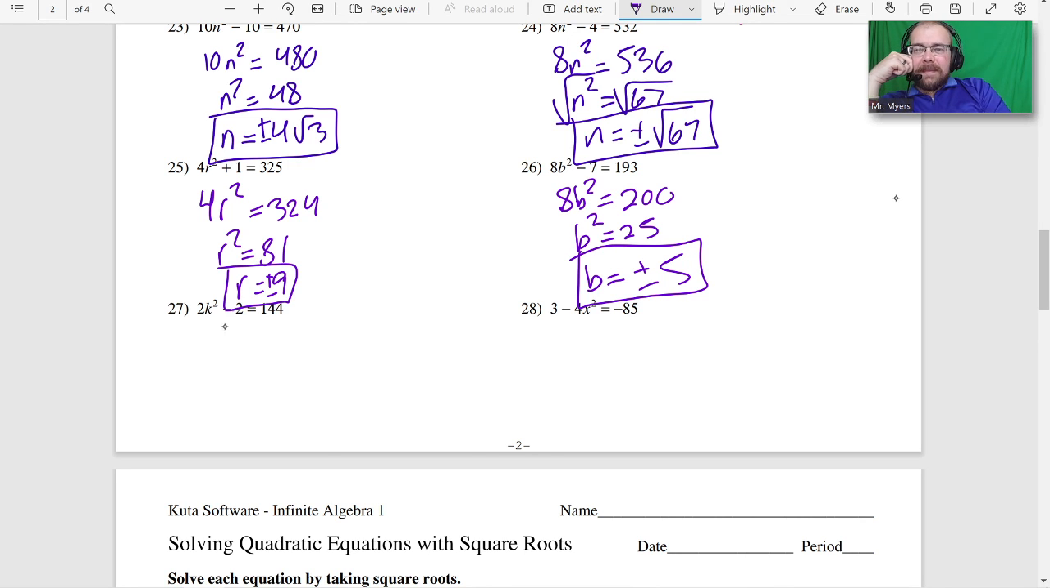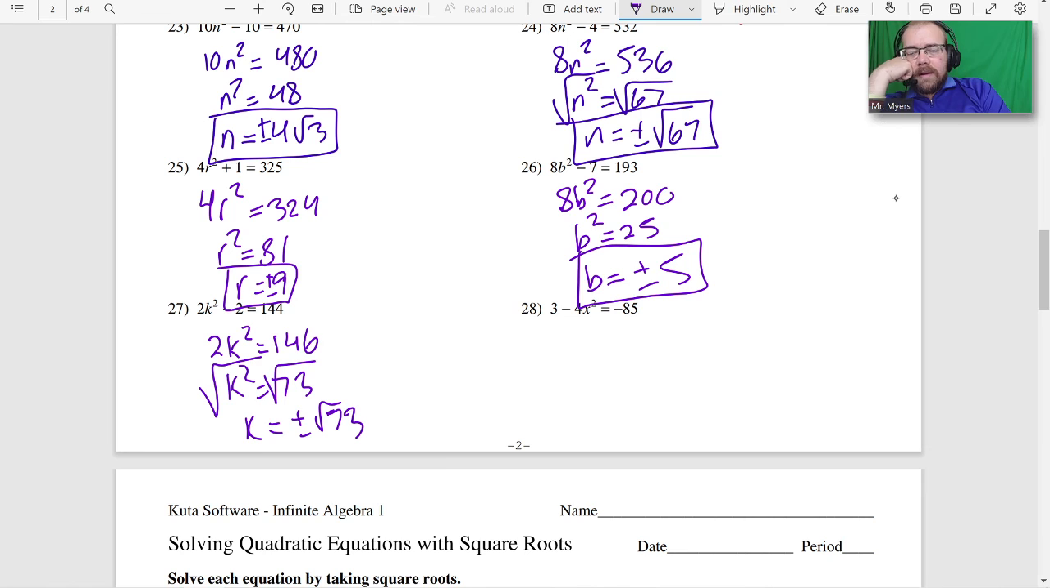It's like 3 steps. All right, I believe that's a minus, so we want to add that. So we add that, 146. Divide by 2, 73. And that's not going to divide by anything, so k is equal to plus or minus square root of 73.